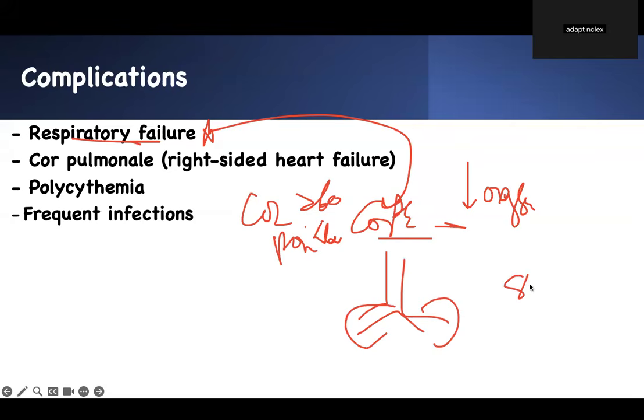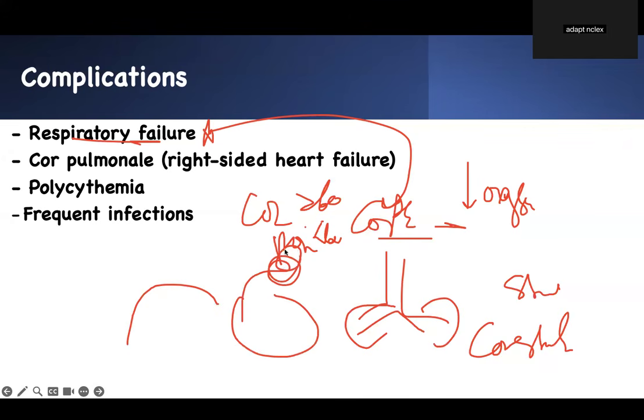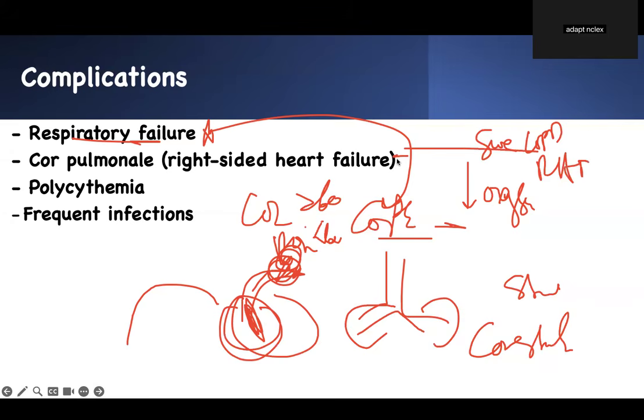Hypoxia is a stimulant of pulmonary vasoconstriction. So in the lung, the vessels get constricted. There's like an obstruction, but no true obstruction. We have pulmonary constriction. The right side of the heart is supposed to push blood to the lung. If there is pulmonary obstruction, the right side cannot push blood to the lung. You have right-sided heart failure. Therefore, severe COPD and a right-sided heart failure is something we call cor pulmonale.